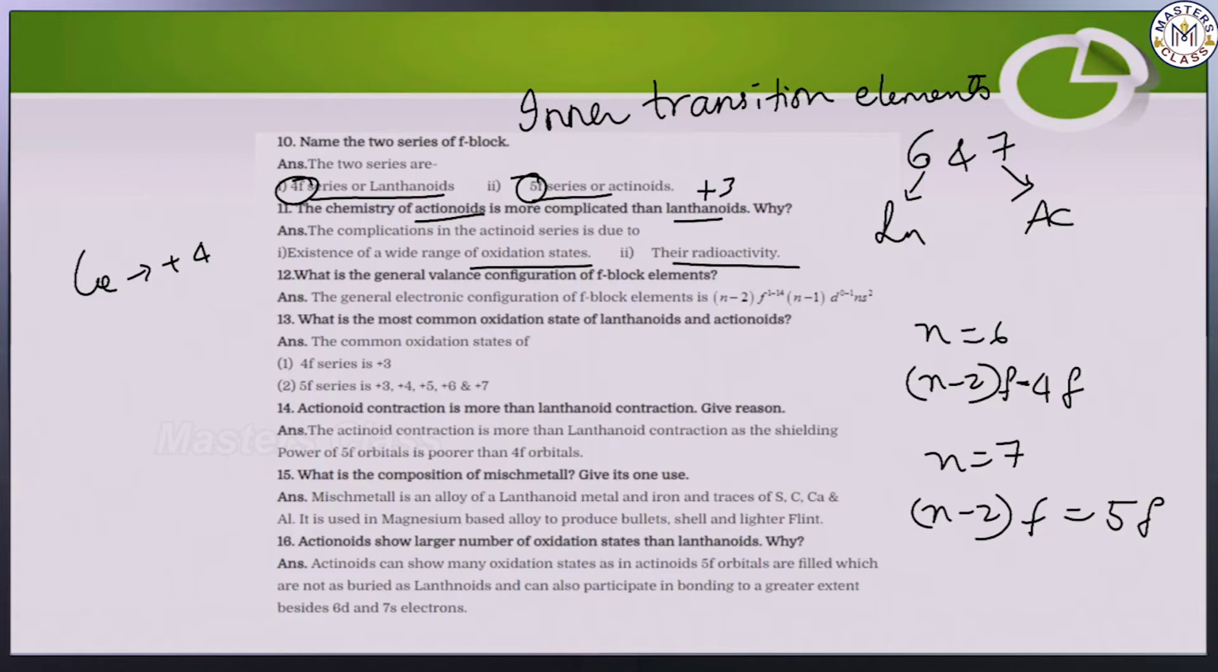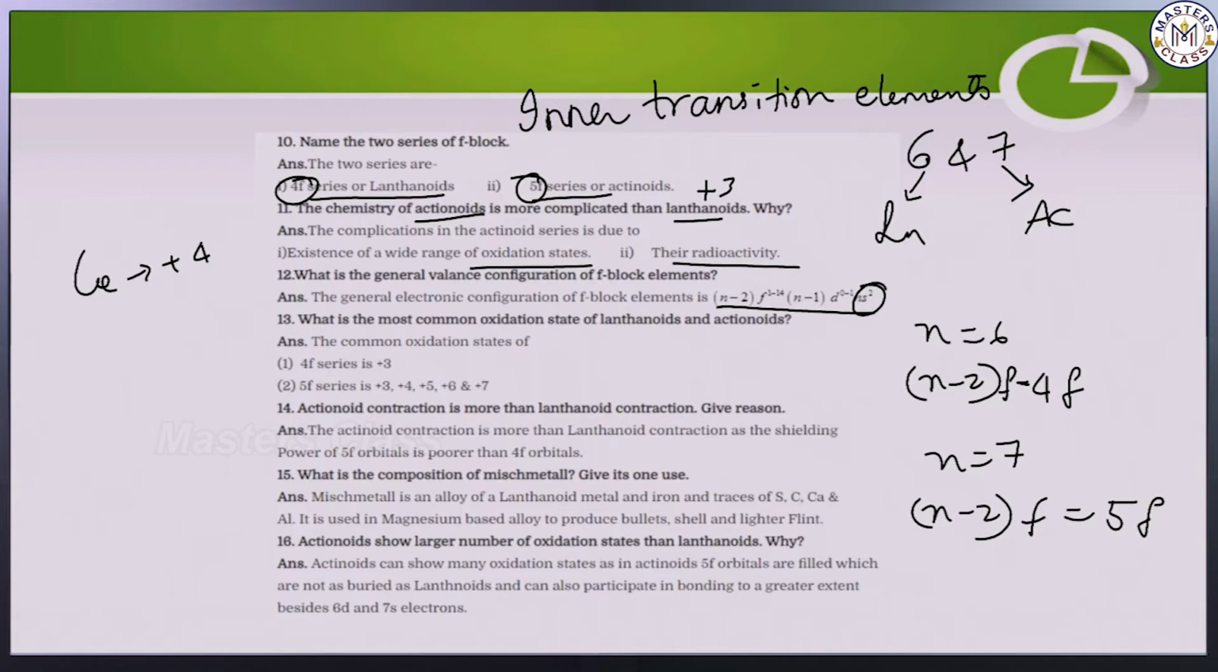What is the general valence configuration of F block elements? F block element would be this one. So in the penultimate shell there is d, in the antipenultimate shell there is f, and there will be electrons added in the s orbital also. So this would be the configuration. So it is quite difficult, or not so easy, to identify where exactly the electron is getting added.